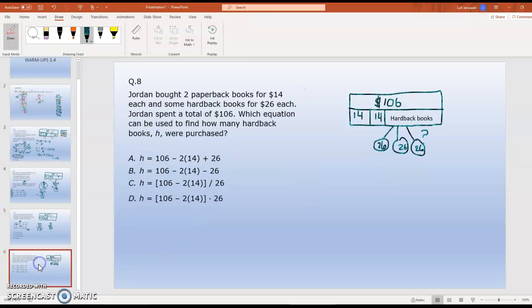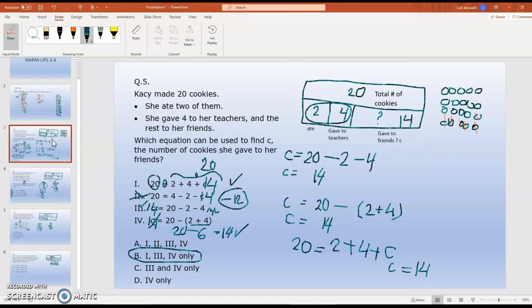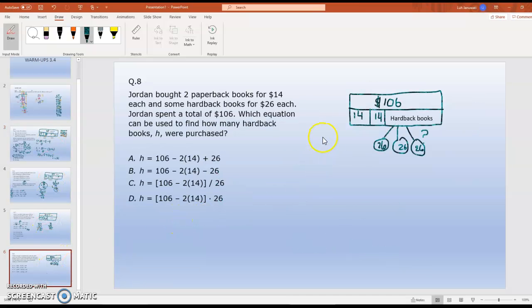So now let's look at question 8. Jordan bought 2 paperback books for $14 each and some hardback books for $26 each. Jordan spent a total of $106. Which equation can be used to find how many hardback books were purchased? Okay, so Jordan spent 106, right? And he bought 2 books. See, this is similar to this. It just has one extra step.